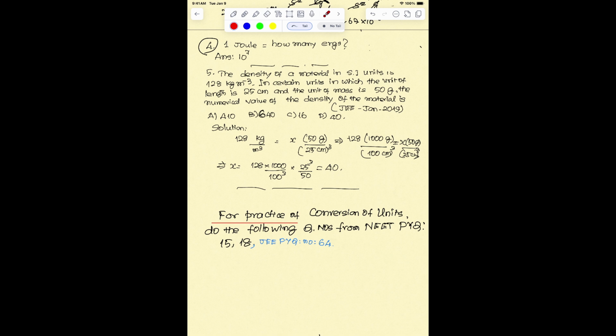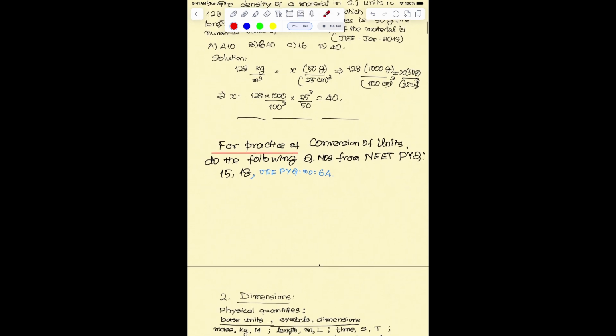Okay. With these words, we will now close this particular conversion of the units concept or topic, and then we will go to the next topic, which will be dimensional analysis, which is very crucial. Therefore, all the best. In the meantime, you can actually practice.